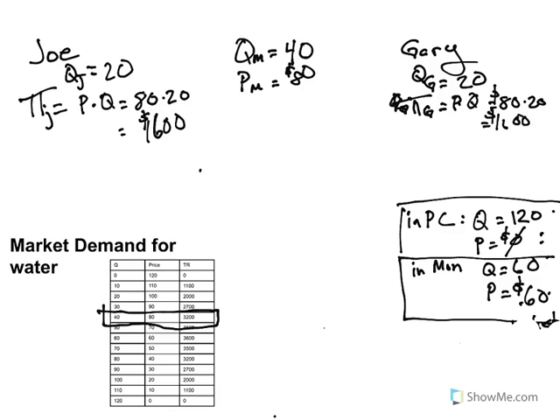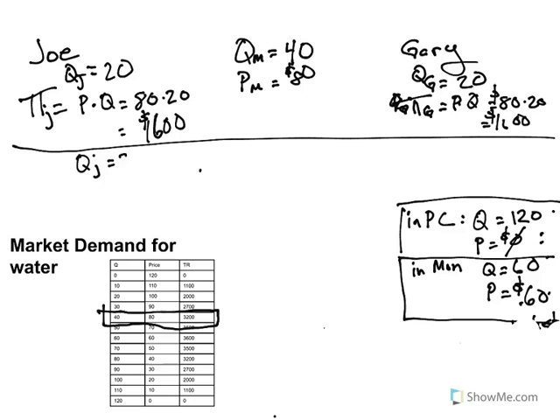Okay, so now let's figure out if they can do any better. Okay? So Joe thinks, $1,600 is nice, but I'd like to make a little bit more money. What's going to happen if I up my game? I'm going to instead produce 30 units. So Joe decides to produce 30 units. Gary, he's not thinking much about it. He sticks to 20 units.